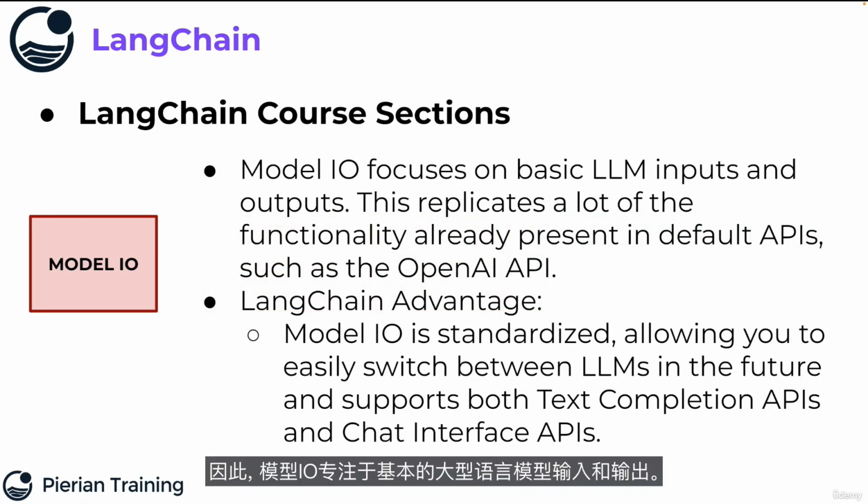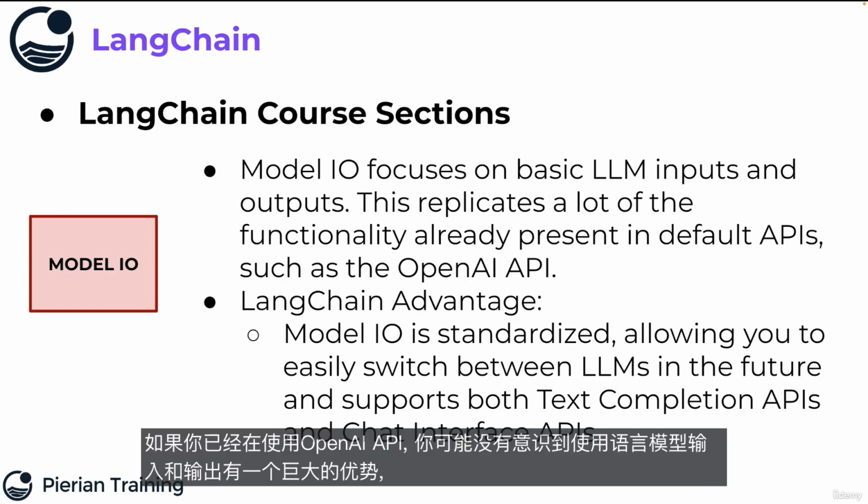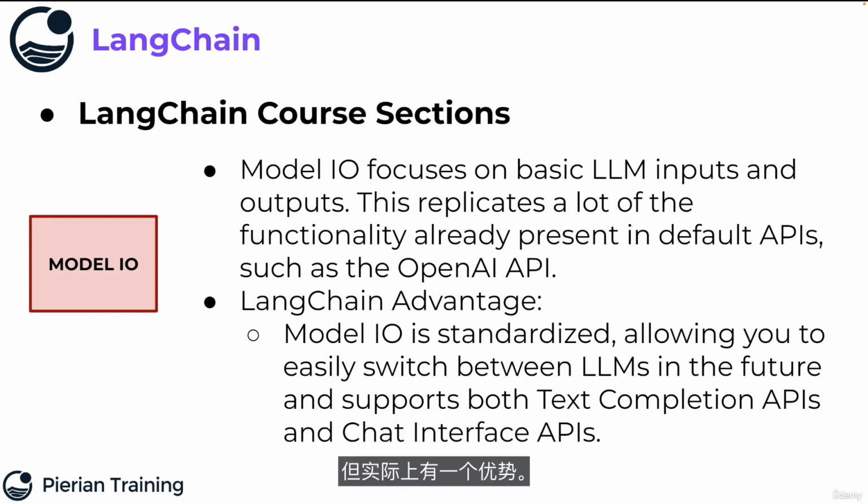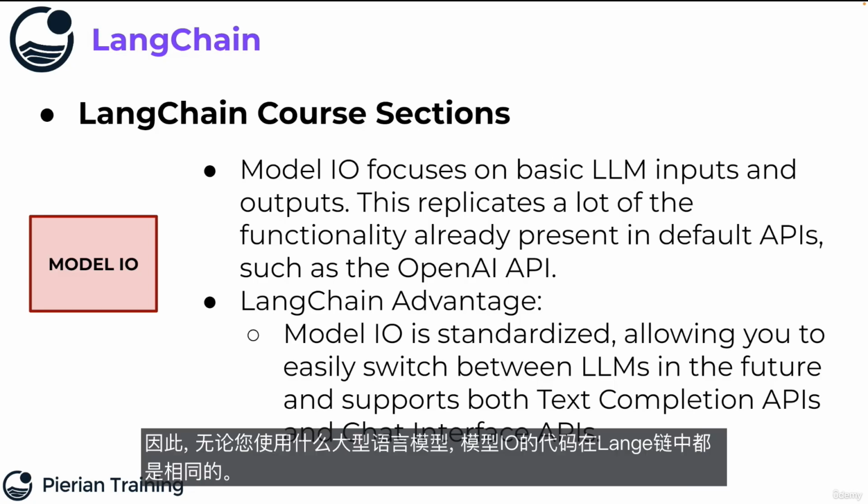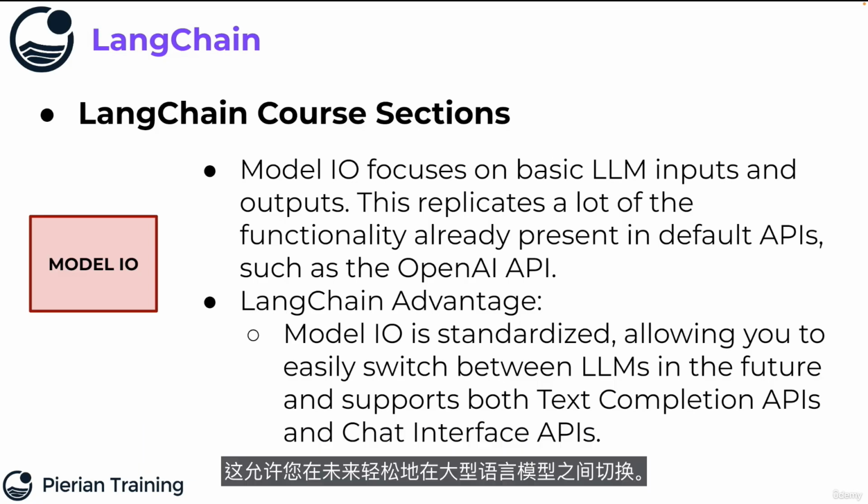So Model I/O focuses on basic large language model inputs and outputs. And to be honest, this is going to replicate a lot of the functionality that's already present in default APIs. If you're already using the OpenAI API, you may not realize that there's a huge advantage to using LangChain model input and output, but there actually is an advantage. Keep in mind, the LangChain Model I/O, that is inputs and outputs, is standardized. So regardless of what large language model you're using, the code for Model I/O is going to be the same within LangChain. That allows you to easily switch between large language models in the future. And I should point out, it also supports both text completion APIs and chat interface APIs.